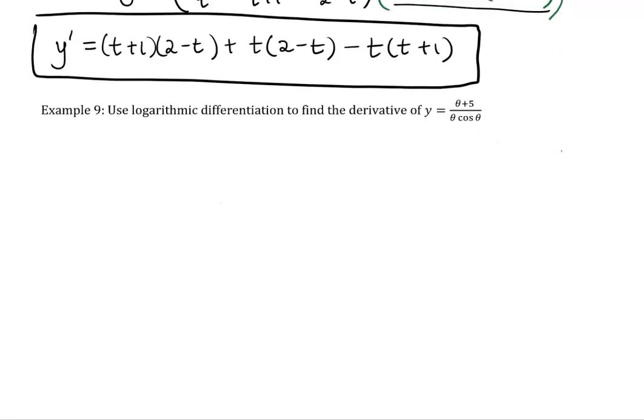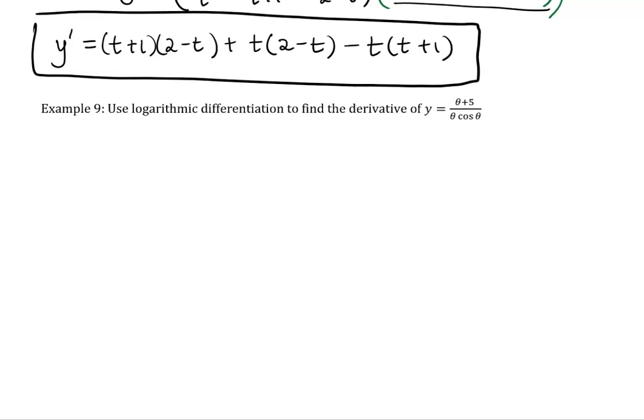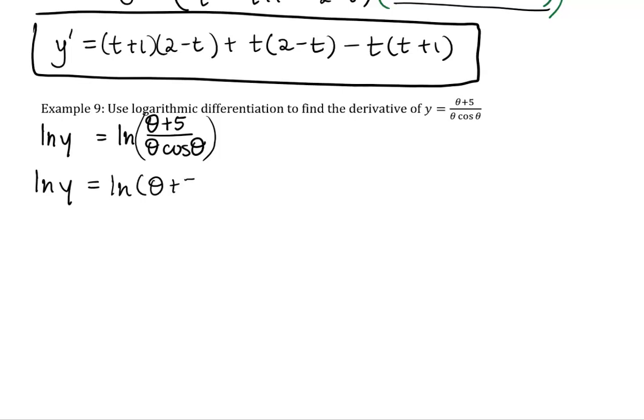Example 9, our last example in this video, we will be using logarithmic differentiation again. We're going to start off taking natural log of both sides. So we have natural log of y is equal to natural log of theta plus 5 divided by theta cosine theta. I'm going to go ahead and use properties of logarithms to simplify the right-hand side of this. There's a quotient on the inside of that natural log, so I'm starting with the quotient rule, which tells me to take natural log of what's in the numerator and subtract natural log of what's in the denominator.